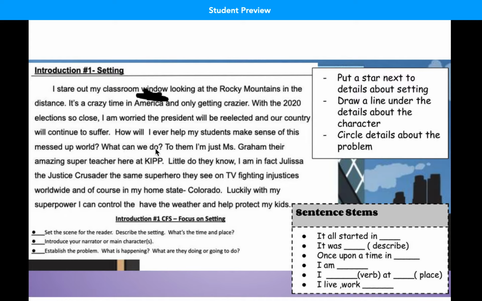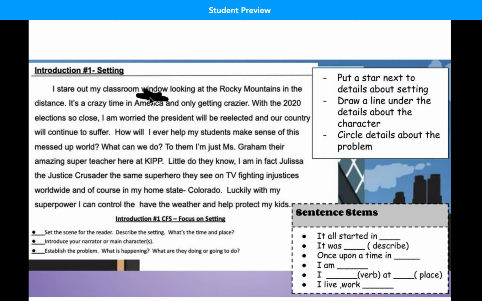What can we do? To them, I'm just Miss Graham, their amazing super teacher here at KIPP. Little do they know, I am in fact Jalissa, the Justice Crusader, the same superhero they see on TV fighting injustices worldwide, and of course in my home state, Colorado. Luckily, with my superpower, I can control the weather and protect my kids.